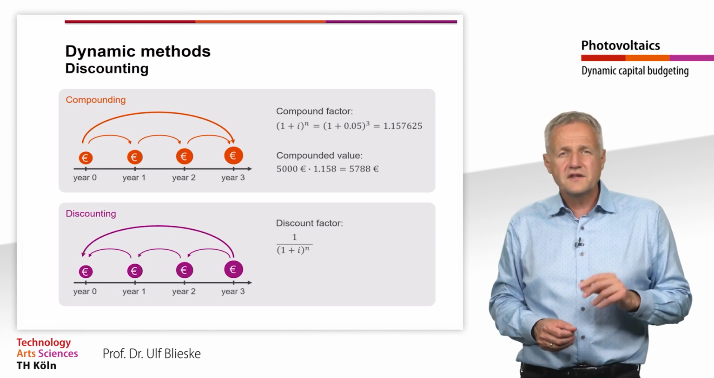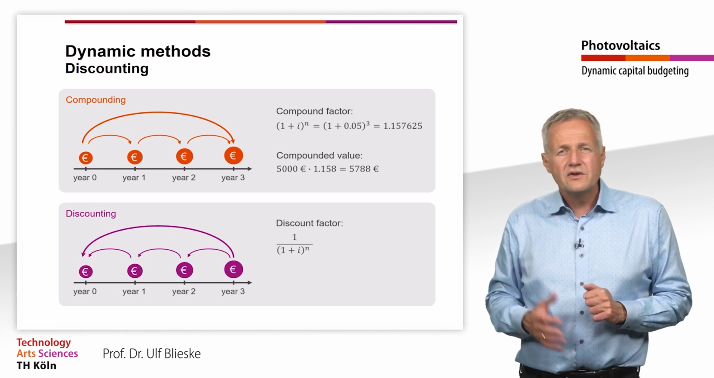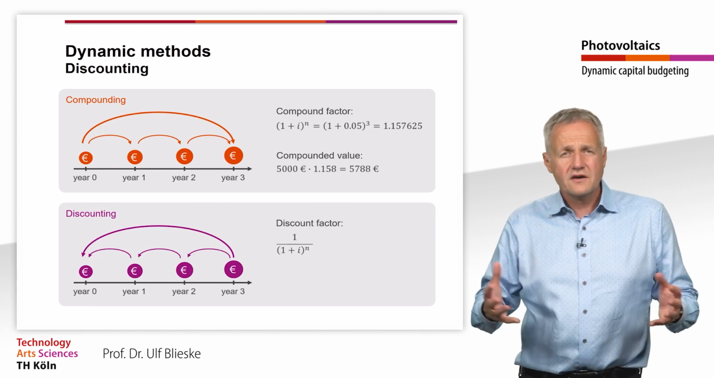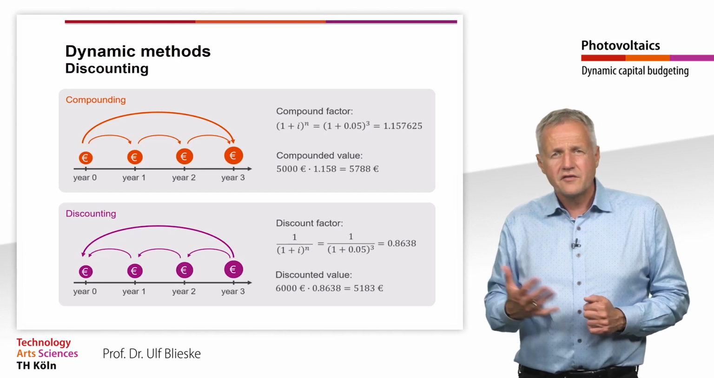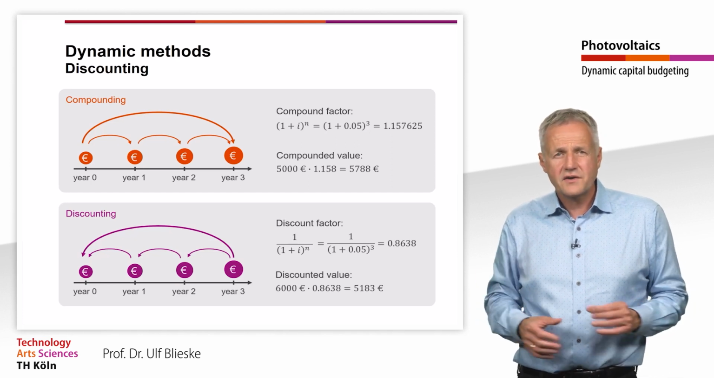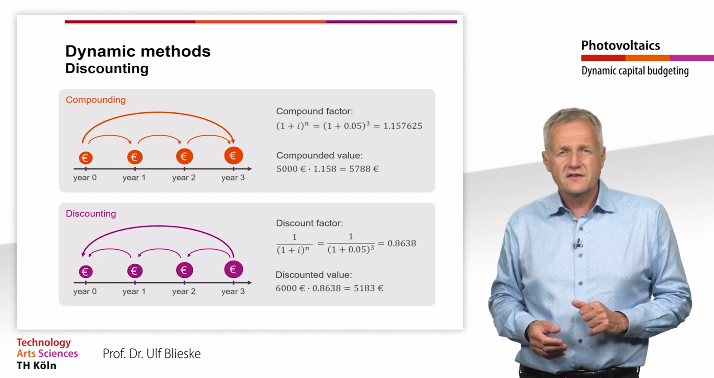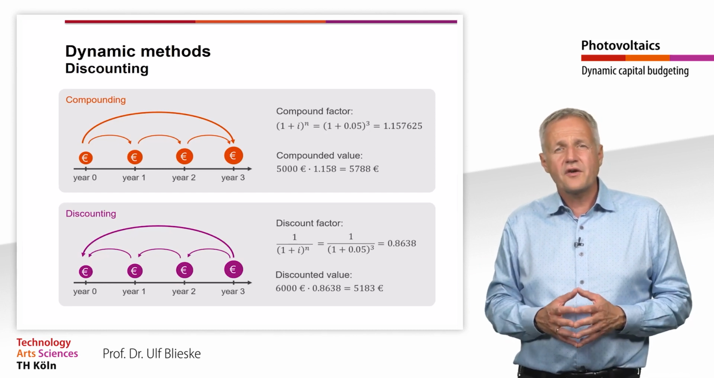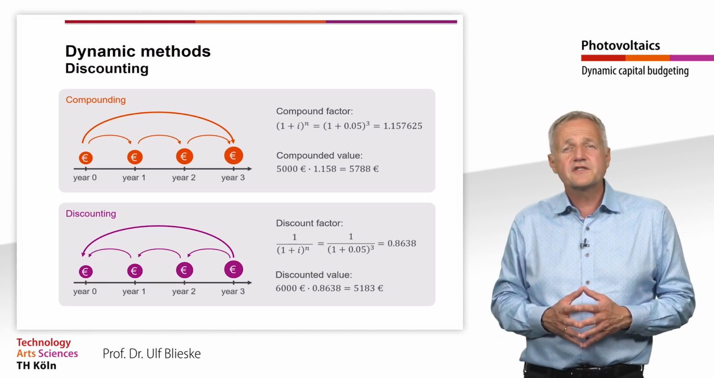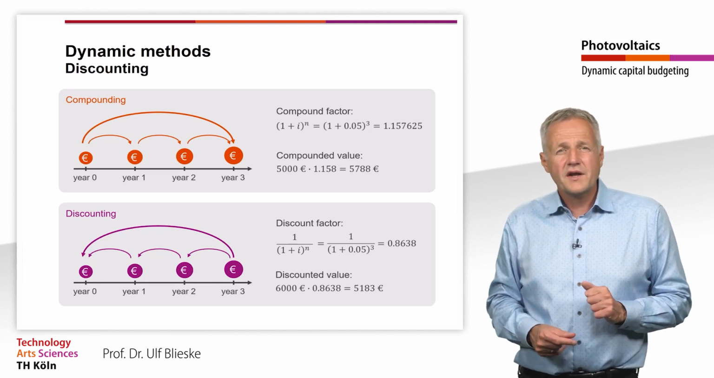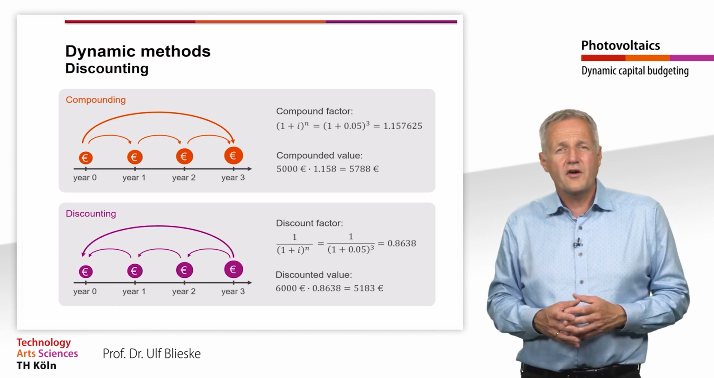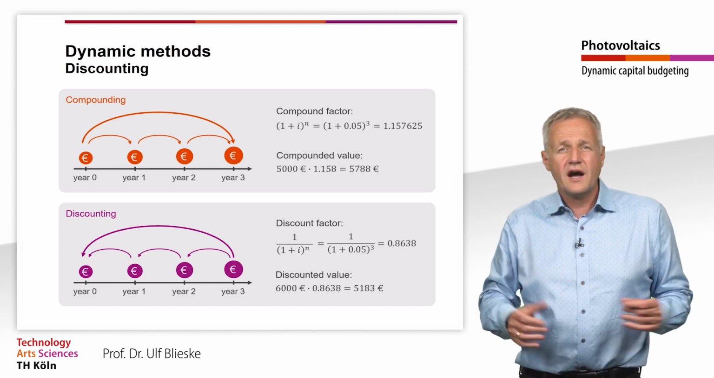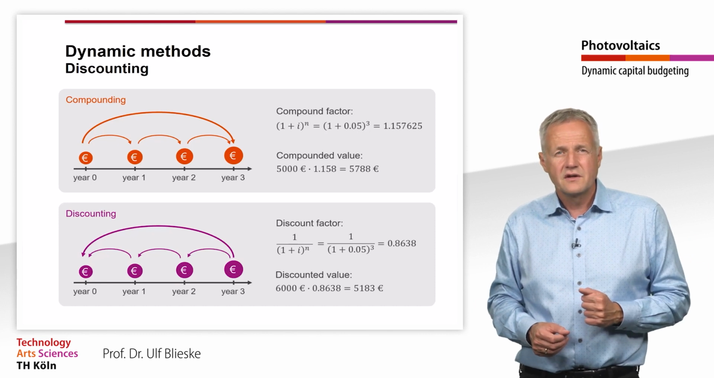Alternatively, you can calculate the other way around and look at the present value of a payment of 6,000 euro received in 3 years. To do this, we do not use the compounding factor but the discounting factor. It is exactly the inverse of the compounding factor. For discounting over 3 years and an interest rate of 5%, it is 0.86. A bonus payment of 6,000 euro received in 3 years is therefore equivalent to just under 5,183 euro in today's money value. Both calculations yield the same result. A bonus payment of 6,000 euro in 3 years corresponds to a higher monetary value.